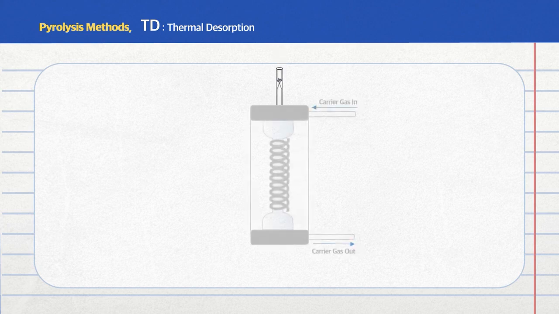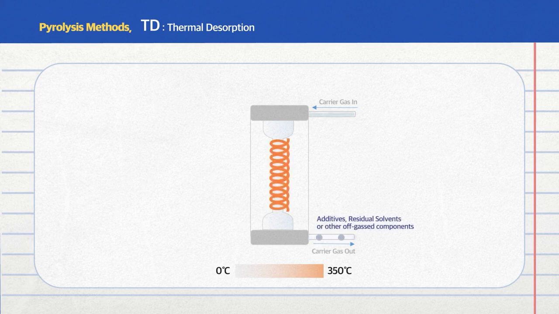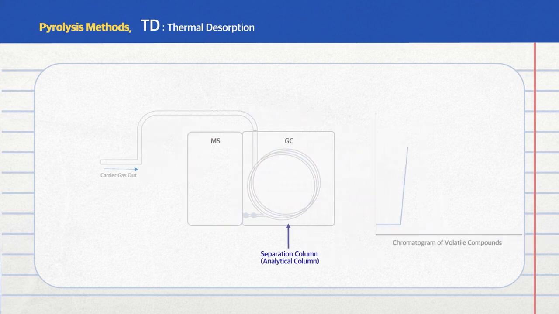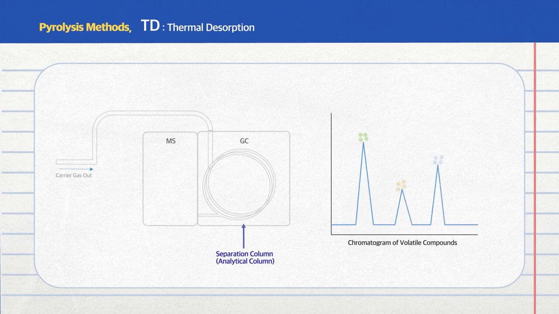The next method is TD, thermal desorption. When you apply TD in pyrolysis, the sample is heated to a relatively low temperature, up to 350 degrees Celsius, to determine additives, residual solvents, or off-gassed components, not the polymer identification. So, the vaporized components in TD temperature range are loaded to the GC and separated in a separation column. This method gives chromatographic information by its chromatogram. Separating volatile compounds from the polymer, it can make the identification easy.